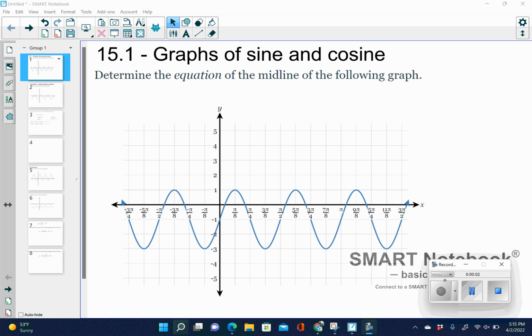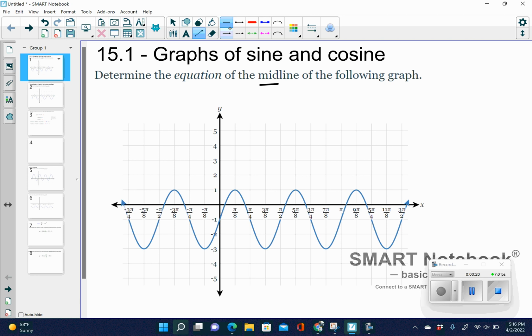So we're going to do a lesson on sine and cosine graphs. Determine the equation of the midline. The midline, just to remind you, is the middle of the line, right? So this is the graph. We have the graph over here.